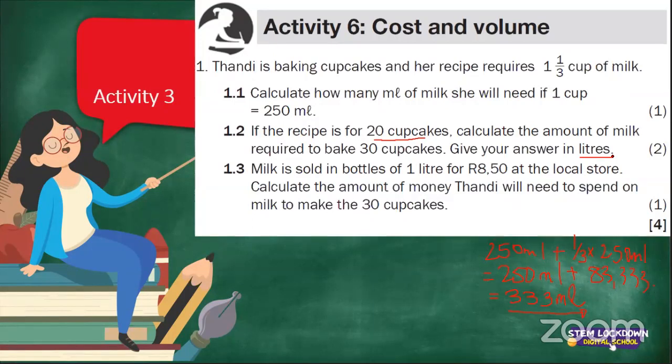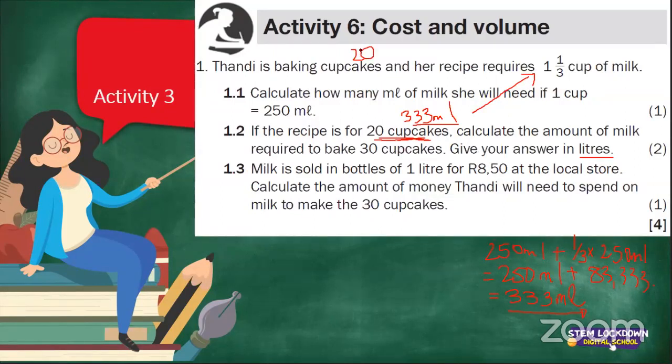So just to simplify my life, it is always best to first change the quantity you need to liters straight away, so that you won't forget. My answer must eventually be in liters, right? So I need to know how many liters I need for 20 cupcakes. Remember, for 20 cupcakes, I need 333 mils, right? Where does this come from? Obviously, this is equal to 1 cup and a third, because this recipe gives us 20 cupcakes.